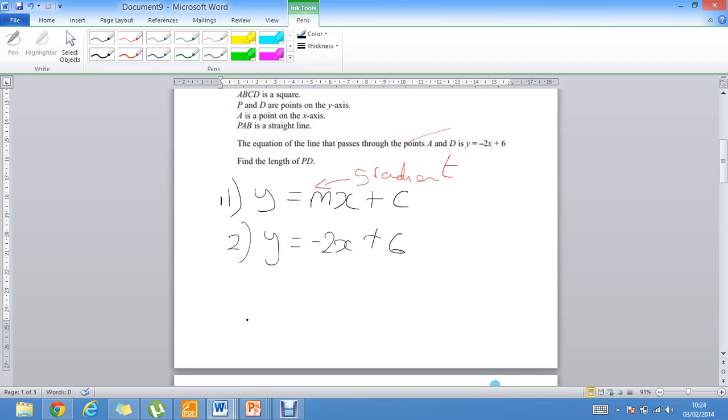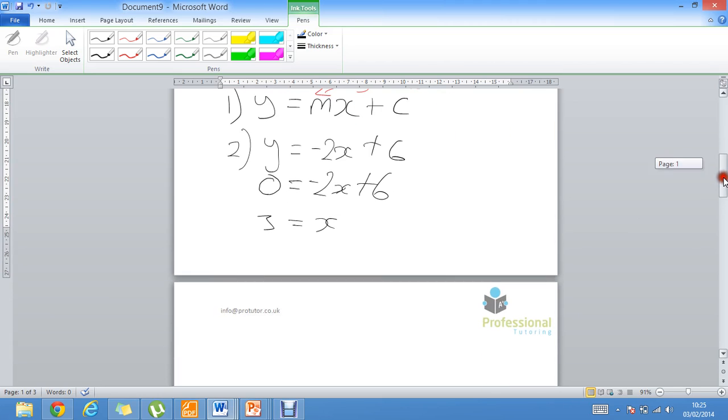So if you're attempting this question, your basic algebra should be there. If you're putting 0 here, equals minus 2x plus 6, you should be able to rearrange that to get x is equal to 3. Again, if you're struggling with these sort of equations, we'll do some basic videos on algebraic equations. So that's the second part of the question you have to know.